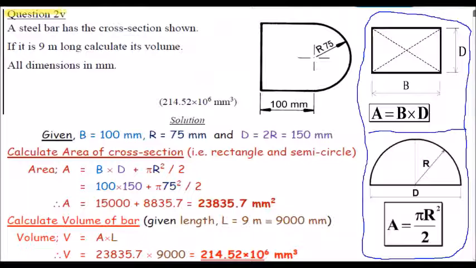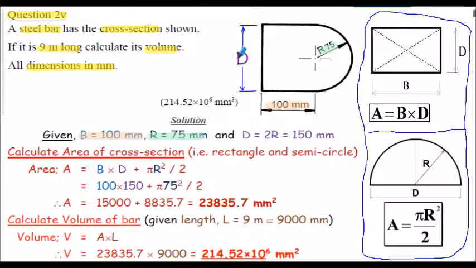Question 2v, given a steel bar has the cross section shown in the sketch here. If it's 9 meters in length, we've got to calculate its volume. So I've labelled dimension B here as 100 millimeters, that's this dimension here. Dimension R is the radius, 75 millimeters, shown here.